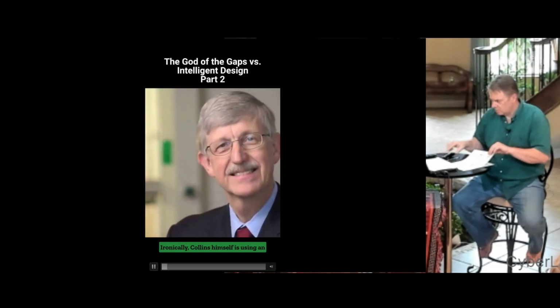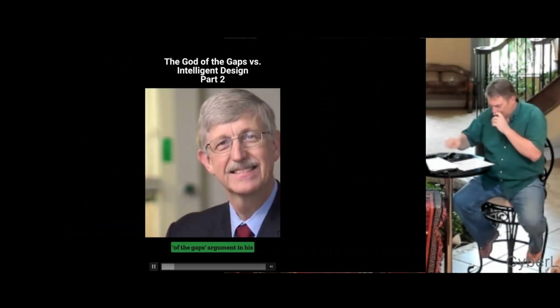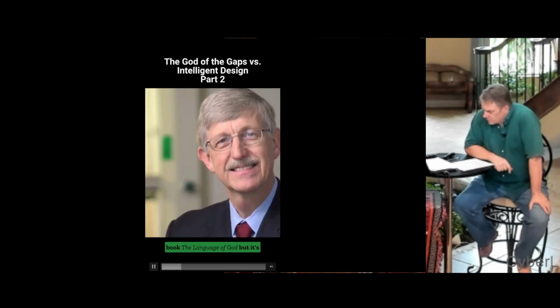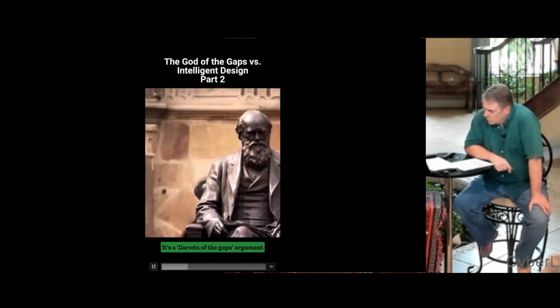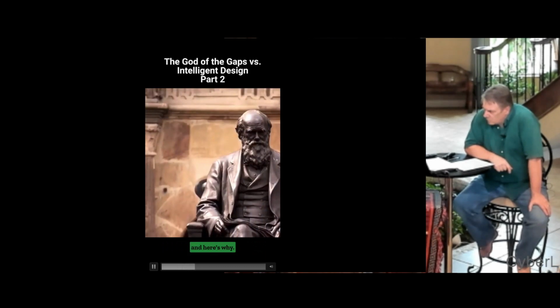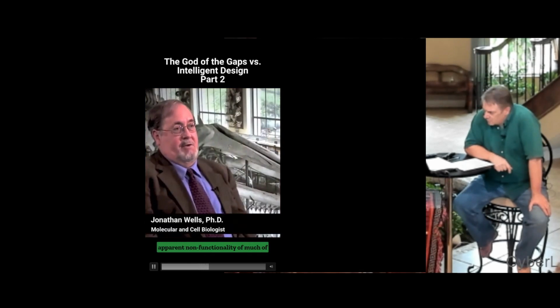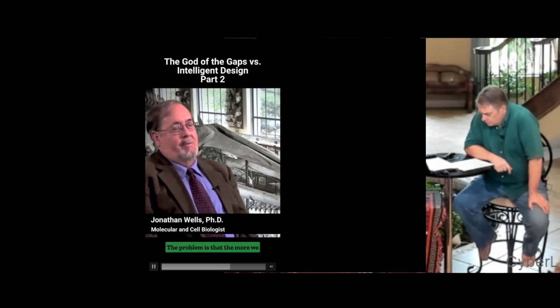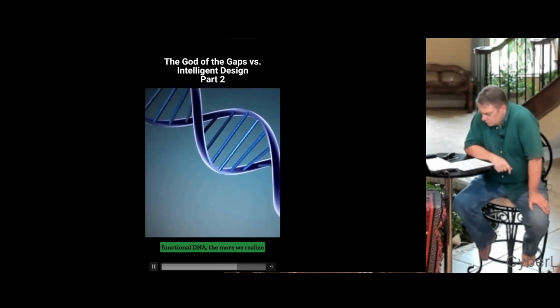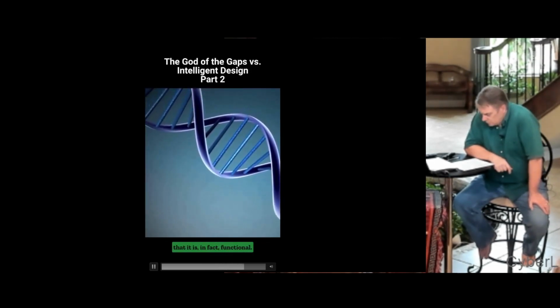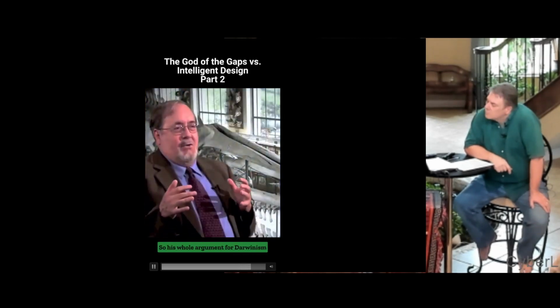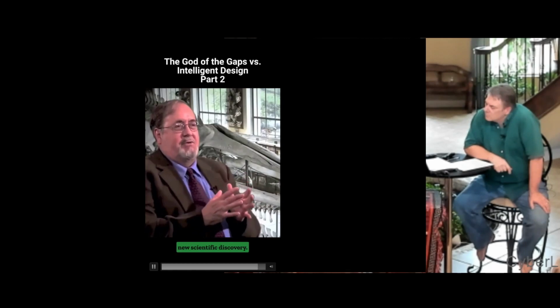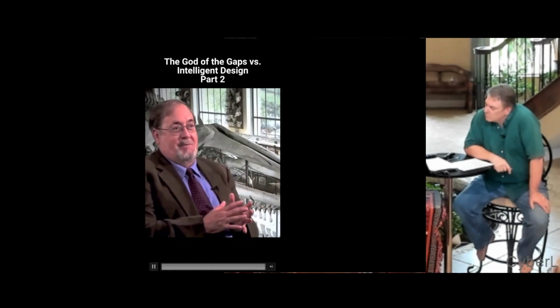Ironically, Collins himself is using a God of the gaps argument in his book, The Language of God, but it's not a God of the gaps argument, it's a Darwin of the gaps argument. And here's why. Collins sees things in living cells, in human cells, such as the apparent non-functionality of much of our DNA. And because he cannot come up with an explanation for that, he attributes it to Darwinian evolution. The problem is that the more we learn about that supposedly non-functional DNA, the more we realize that it is in fact functional. So his whole argument for Darwinism has to shrink with each new scientific discovery. Now that's a Darwin of the gaps argument.